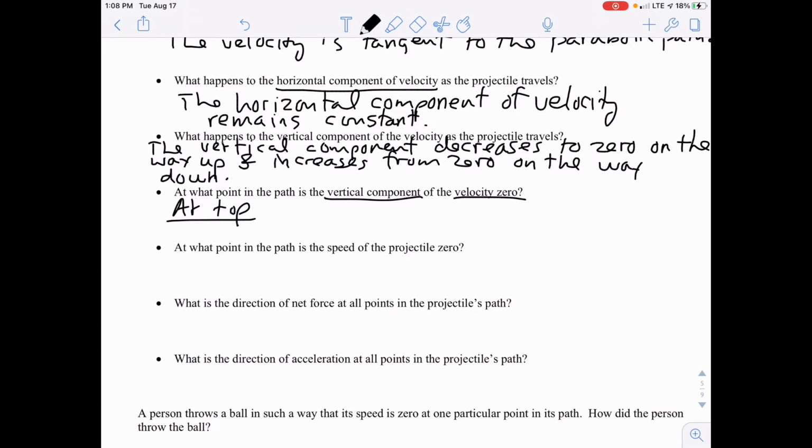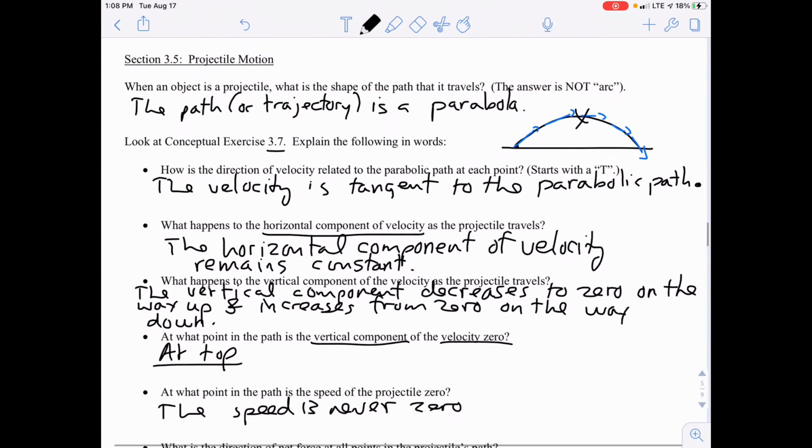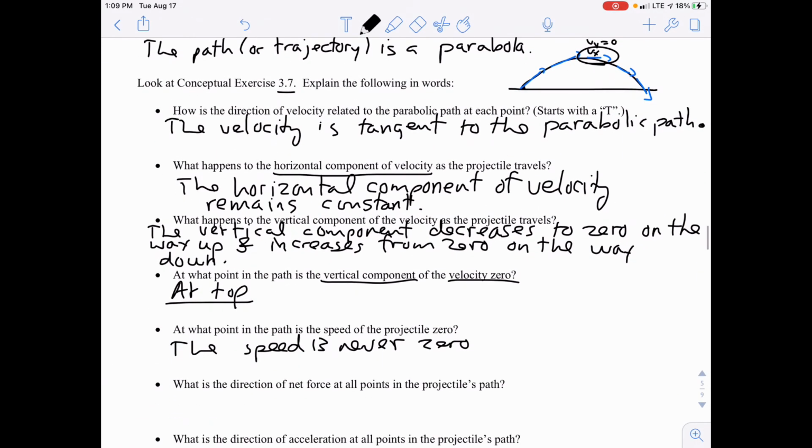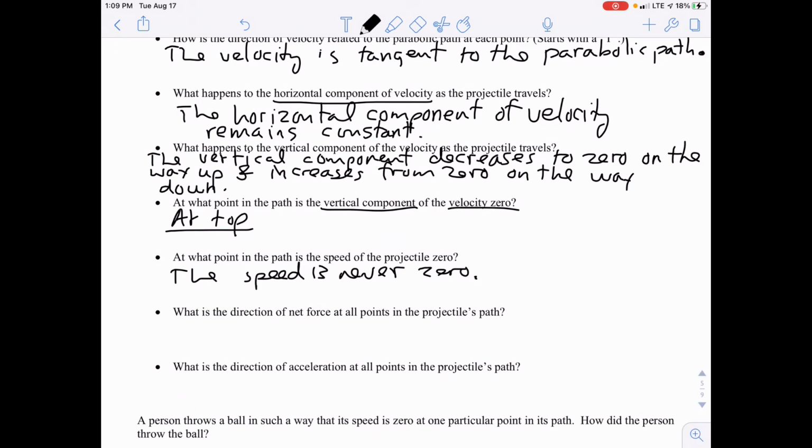At what point in the path is the speed of the projectile 0? The speed is never 0. Because even at the top, you might have a vertical velocity equal to 0, but you do have a horizontal velocity going across the top. So a projectile is always in motion. The speed is never 0.